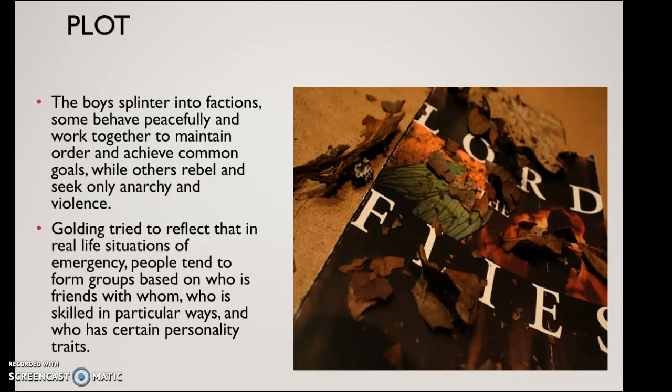In the book, after the boys land and they meet up with each other, they splinter off into factions. And some behave peacefully and work together to maintain order and achieve common goals, while others rebel and seek only anarchy and violence. In structuring the book this way, Golding tried to reflect that in real-life situations of emergency, people tend to form groups based on who is friends with whom, who is skilled in particular ways, and who has certain personality traits, like who are the leaders and who are the followers.